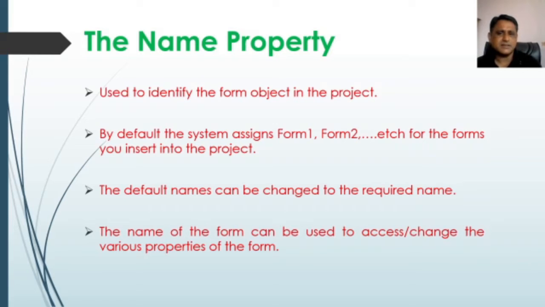Let us discuss the important properties of the form one by one. First, the Name property. The Name property is used to identify the form object in the project. When you want to refer to any form within the code, this Name property can be used. By default, the system assigns Form1, Form2, etc. for the forms you insert in the project. The default names can be changed to the required name by the programmer.